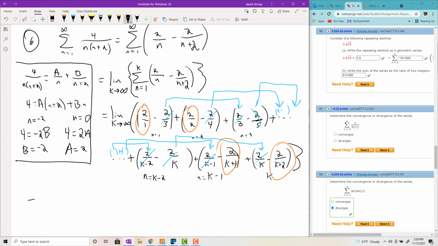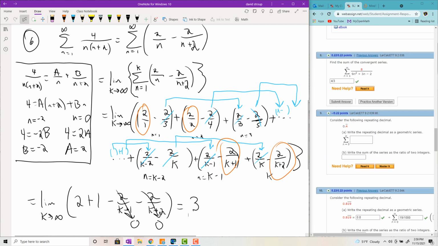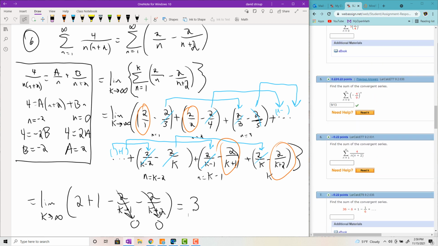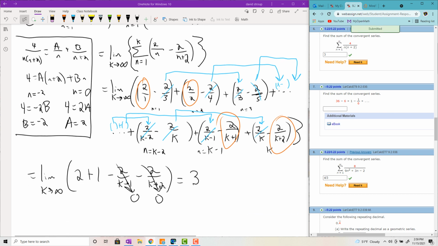Okay, so that becomes the terms of your limit. So we're going k to infinity of 2 plus 1 minus 2 over k plus 1 minus 2 over k plus 2. The last 2 terms, those parts will always go to 0, and you're just left with the first 2 parts, so it would be 3. Okay. Did I put the answer in maybe? Let's see if that's right. Yeah. Okay, so that's one type.